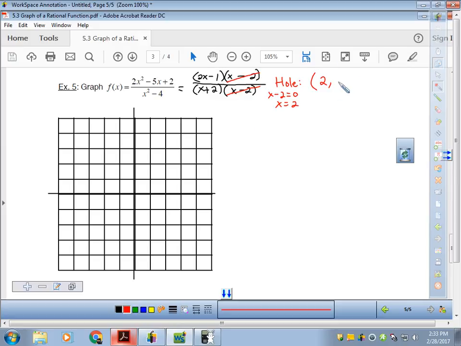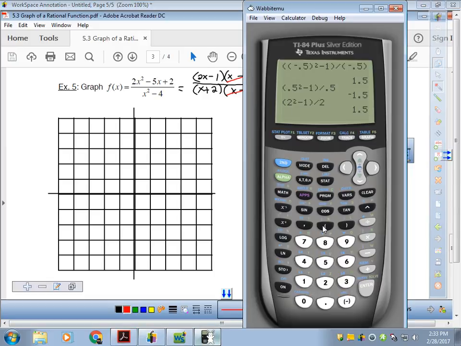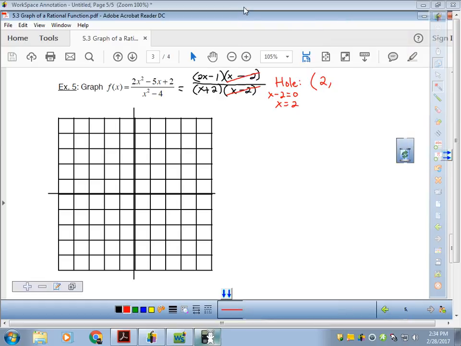And then to find the y value, you just take that and plug it into the reduced, simplified equation. So I'm going to go to my calculator and I'm going to do parentheses 2 times 2 minus 1 divided by 2 plus 2. And I get 0.75 or 3/4. Okay. So my graph is going to have a hole in it, and I'll show you in just a second what that will look like graphically.